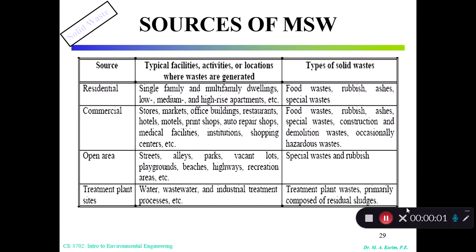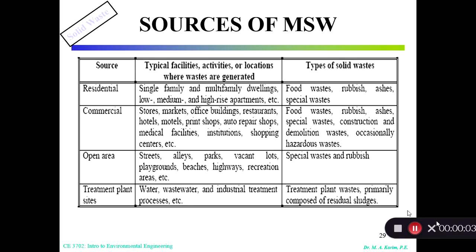Last lecture we stopped here, at slide number 29. So we'll start from here, slide number 29.